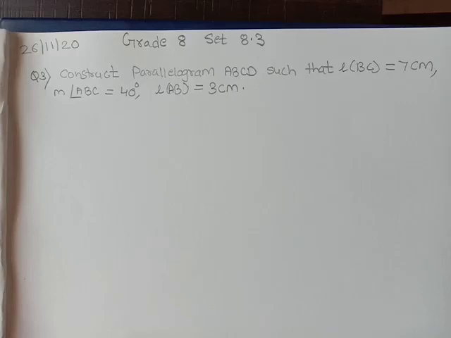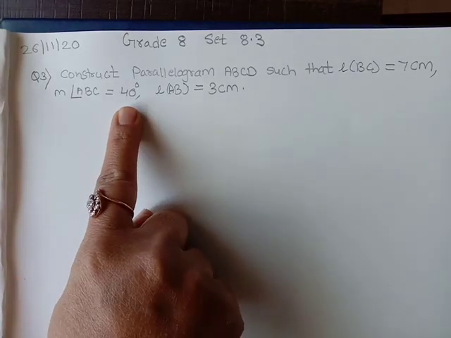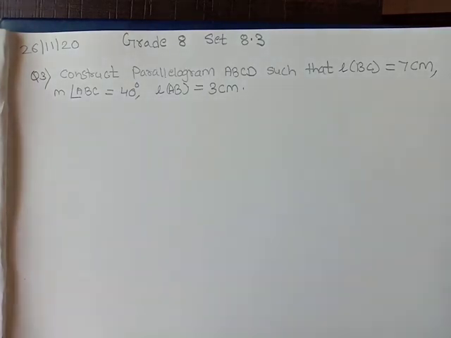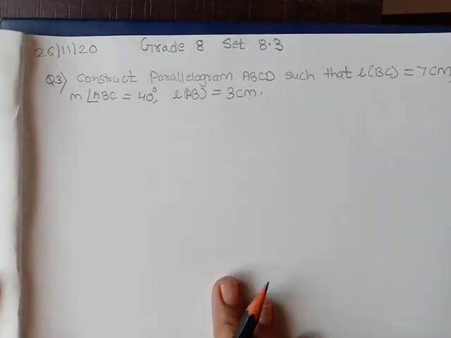Good morning, grade 8. Let's see set 8.3 question number 3. Construct parallelogram ABCD such that length BC is 7 cm, angle ABC is 40 degrees and length AB is 3 centimeters. Now as you know, every time we first draw a rough diagram and according to that we'll be drawing the fair diagram. Alright, so first let's draw the rough diagram.